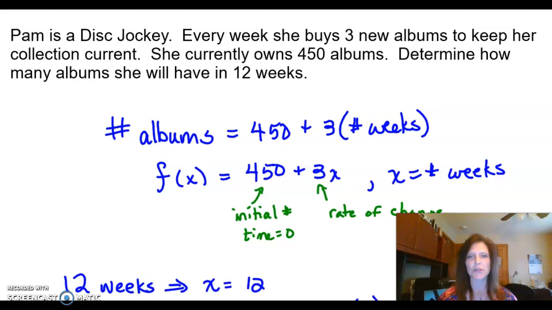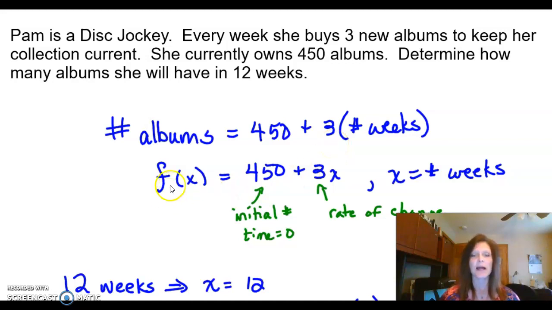This particular situation, where I have a disc jockey who has a certain number of albums and is buying a certain number of albums every week, is a good candidate for a linear model because we have a starting point and we have a constant rate of change. So the starting point is my 450 albums, and we are adding to that 3 every week. So I would just multiply the number of weeks, and that would tell me how many I've added.